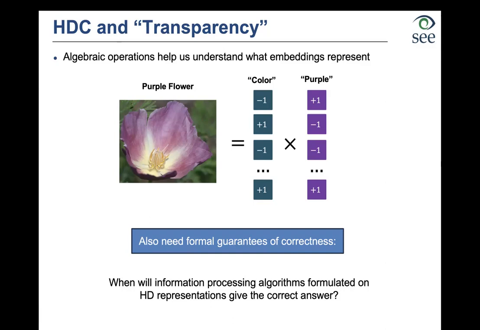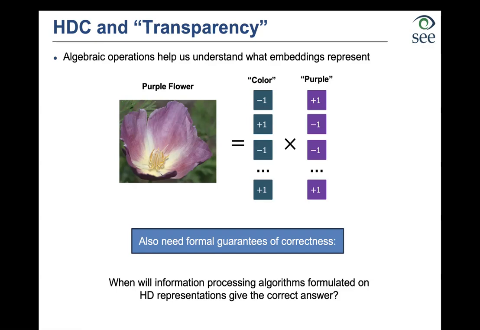In addition, for this broader goal of transparency, beyond having this intuitive property of algebraic structure in the representations, we also want formal guarantees of correctness. What I mean by that is that oftentimes we construct these embeddings of data and then we run some algorithm on them. Like we fit a linear separator, we use them to do classification, we use them to perform various tasks.